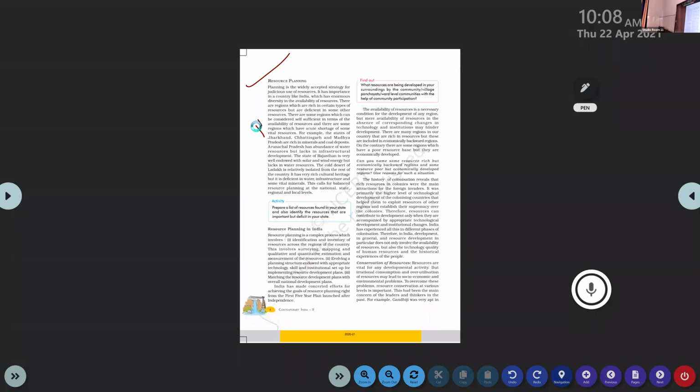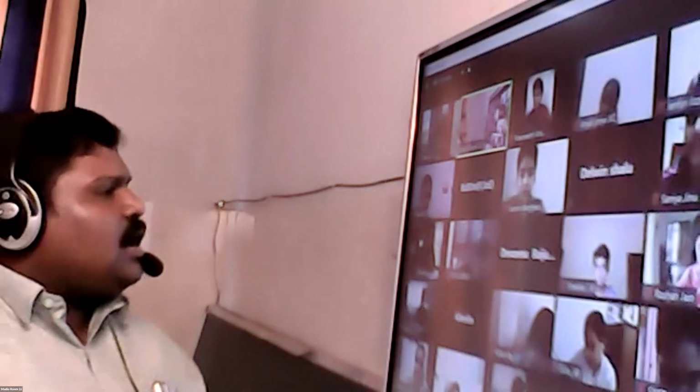Next one: the cold desert of Ladakh is relatively isolated from the rest of the country. It has a very rich cultural heritage, but it is deficient in water. Is that correct? Cold desert of Ladakh. What is a cold desert? Instead of sand, it will be cold. It is covered with snow, like a cold desert. It is a snow-clad area.